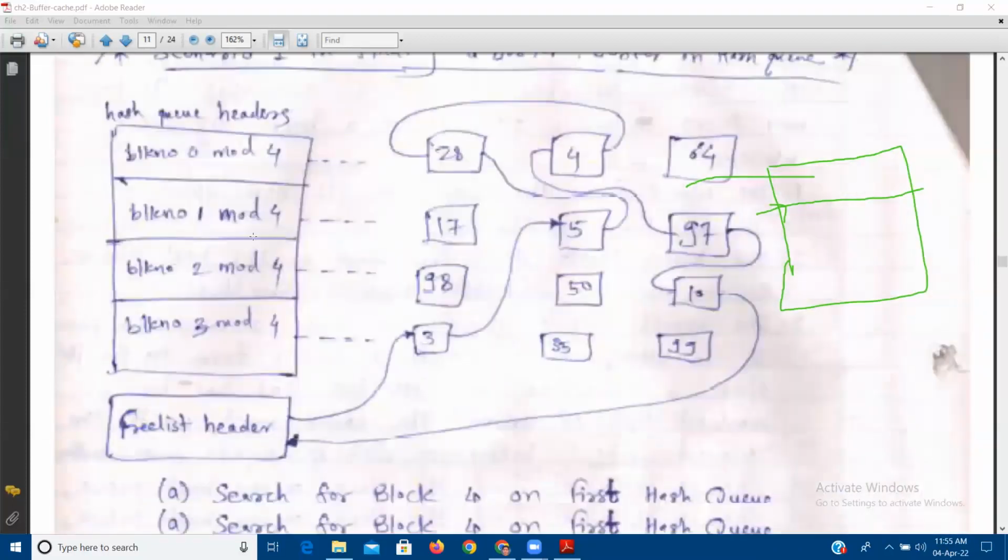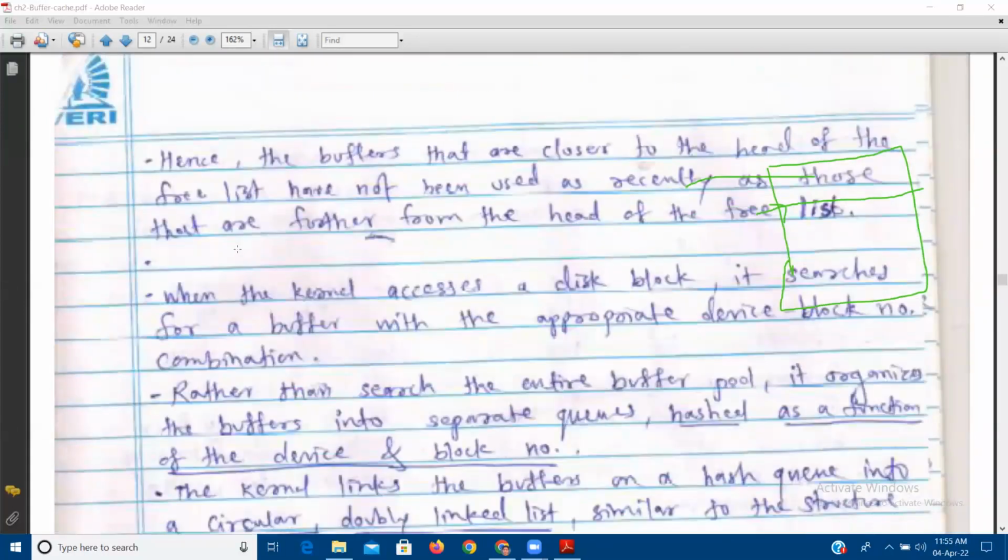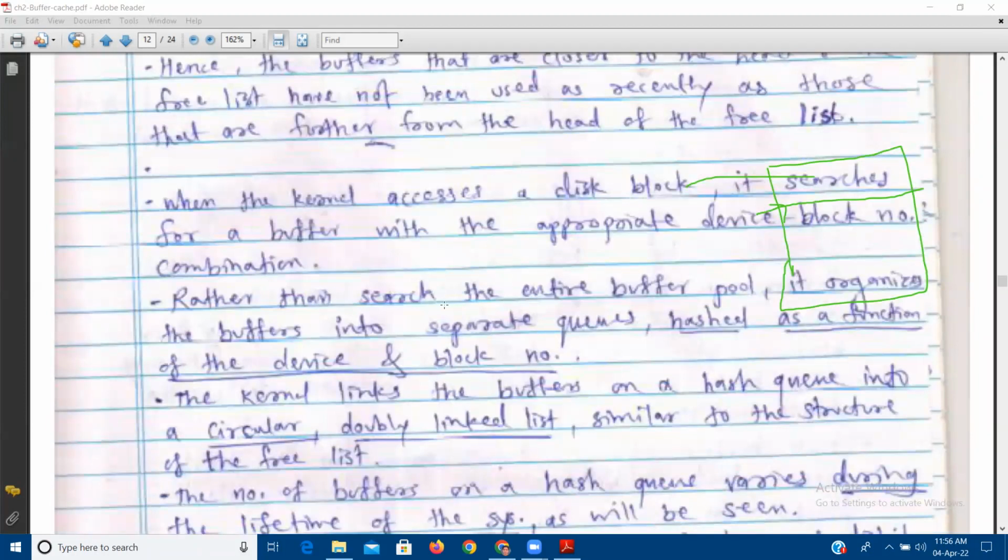Okay, so like that, this is the structure. Hence buffers that are closer to the head of the free list have not been used as recently as those that are farther from the head of the free list. When the kernel accesses a disk block, it searches for a buffer with the appropriate device number and block number combination. Rather than search the entire buffer pool, it organizes the buffers into separate queues called a hash queue.